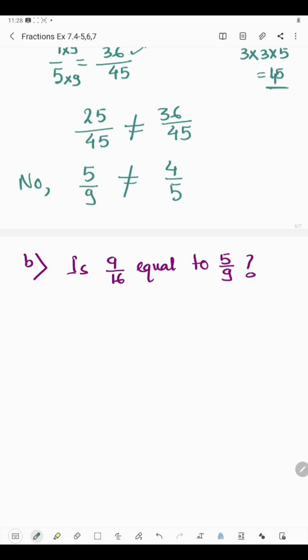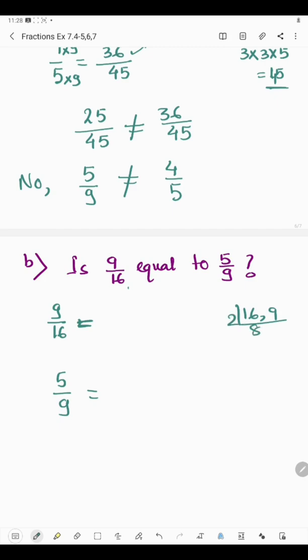The B part we have 9 by 16 equal to 5 by 9. So here also denominator and numerator is not same. So we will have to make the denominator same. Then only we can find whether it is equal or not. Okay, so we will have to find the LCM of 16 and 9.